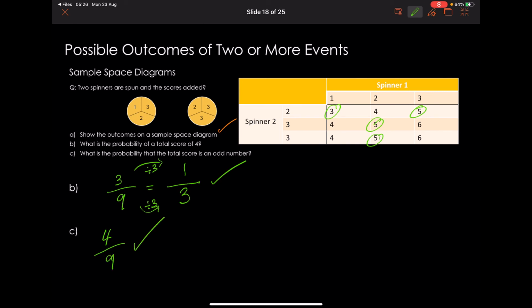And we can't cancel that down because 4 and 9 don't have a common factor. So there, you've done. So that's how you would use sample space diagrams. Not too tricky, hey?